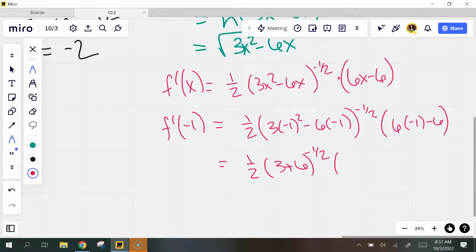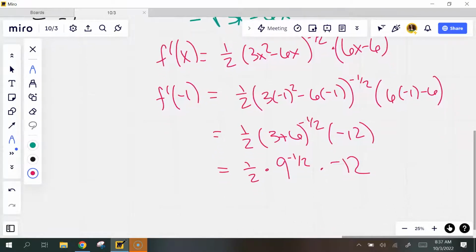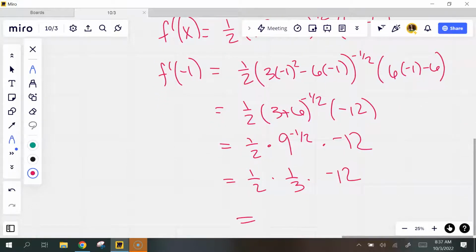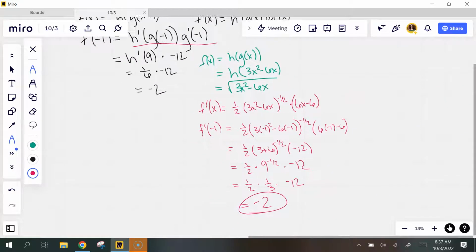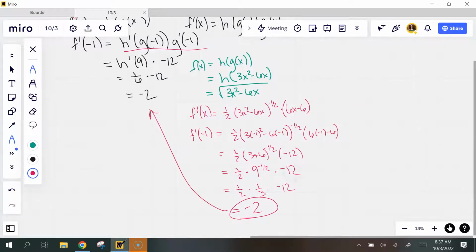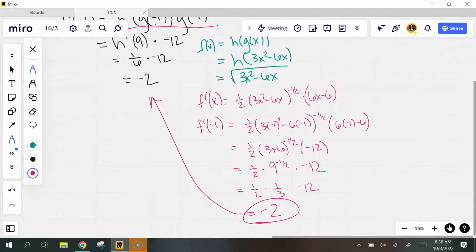This looks very similar. This is 1/3, so I got 1/2 times 1/3 times negative 12, which should come right back. So whichever way is easier for you, it doesn't matter.